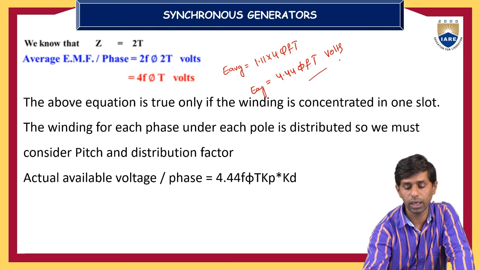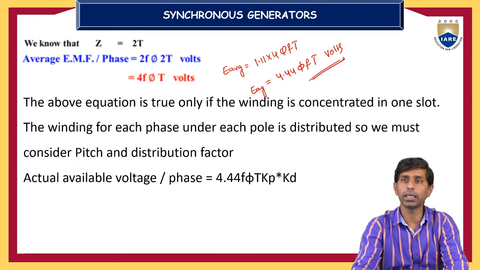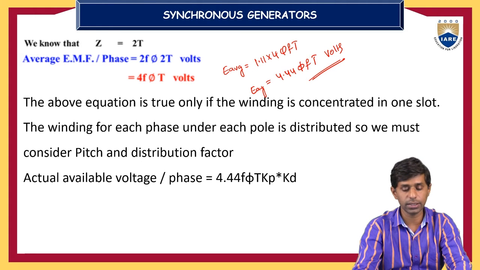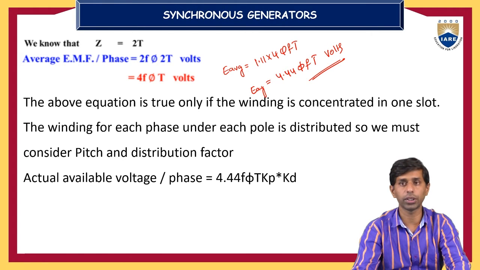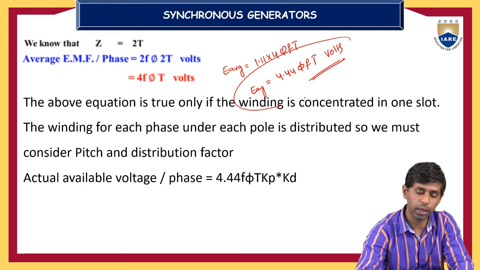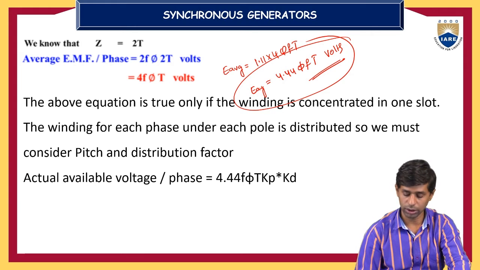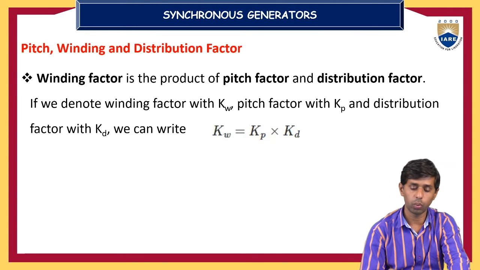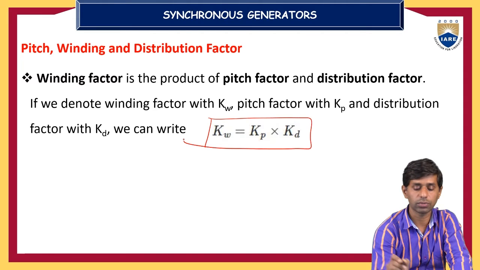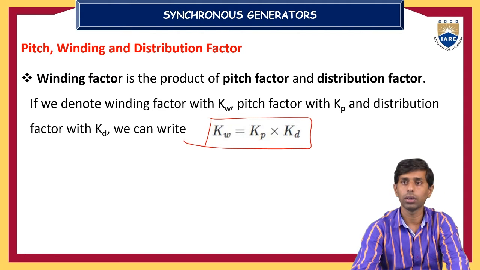But this equation is not valid if the winding is distributed and if the winding is short pitched. This equation is valid only if the winding is concentrated and full pitched. But most alternators use short pitched winding over full pitched winding, and we can also use a distributed type of winding. In such cases, this EMF equation is not valid. We have to consider the winding effect, that is the pitch factor as well as the distribution factor of the alternator. So winding factor is the product of pitch factor and distribution factor, Kp and Kd.